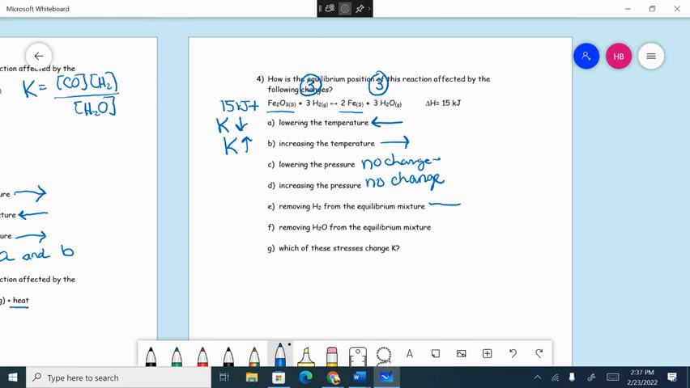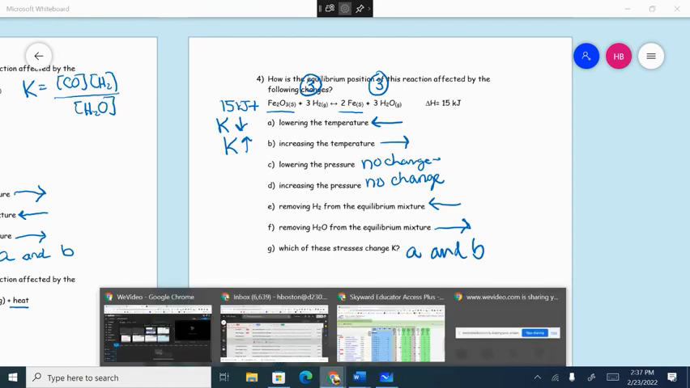Removing a reactant will shift towards the reactants. Removing a product will shift towards the products. So that is an overall summary of LeChatelier's principle.